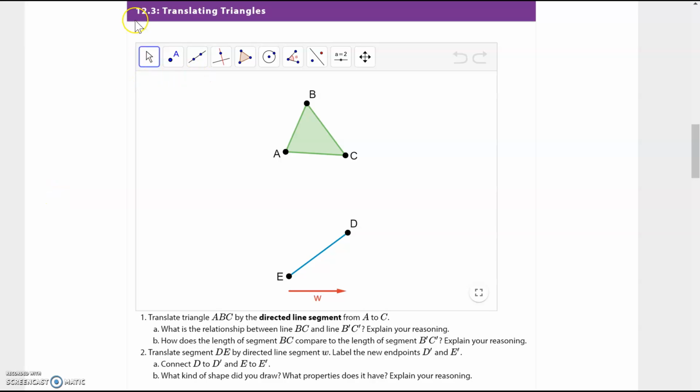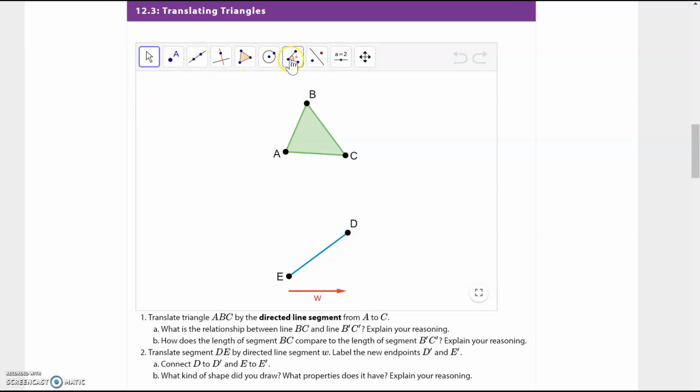All right, back to Unit 1, Lesson 12. We're going to do problem 12.3. And this is in the app on the website. So we want to translate triangle ABC by the directed line segment from A to C.